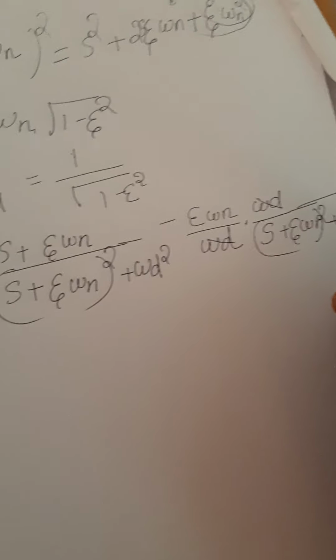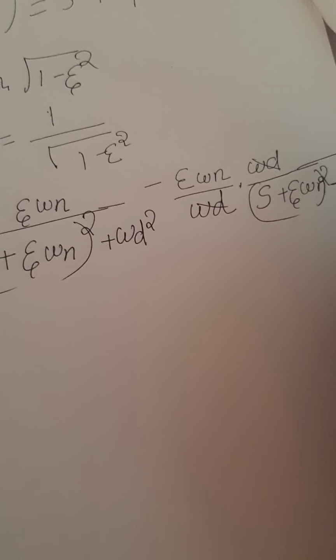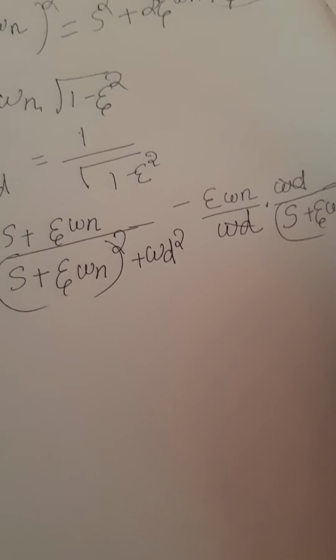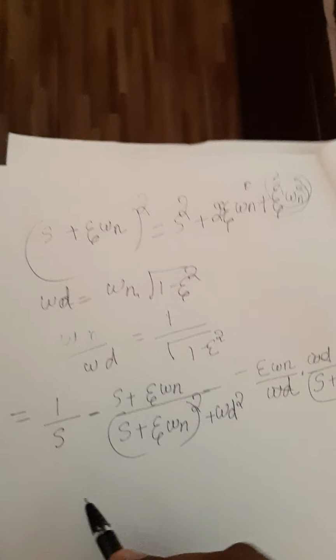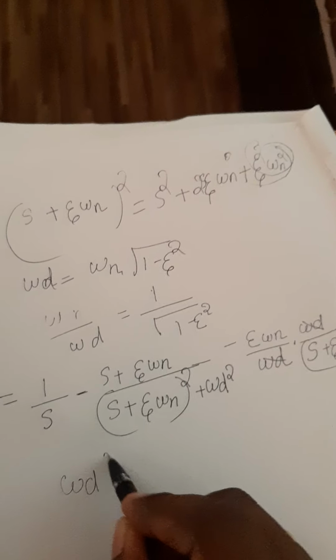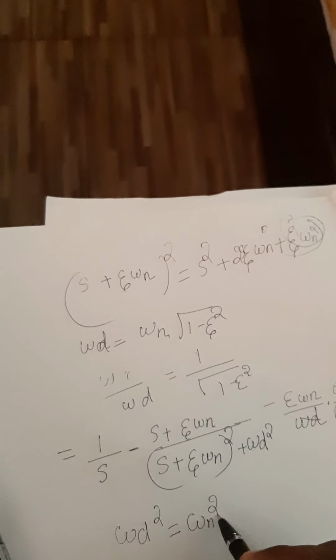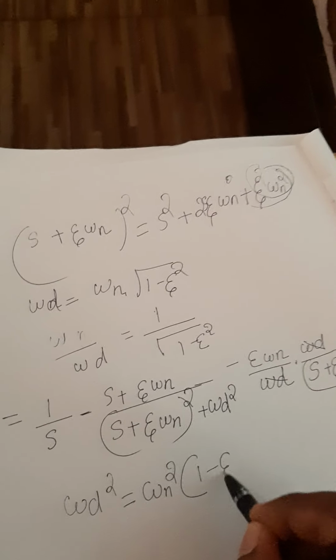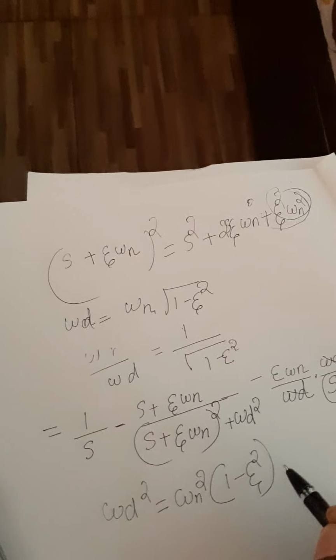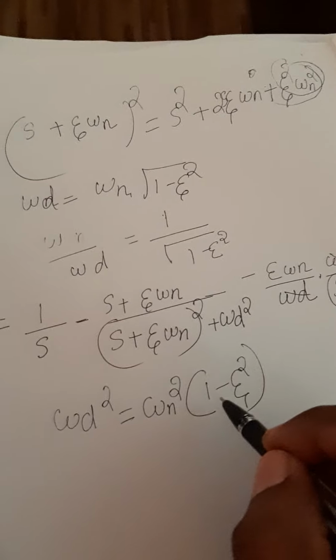Omega d square, you know what omega d square is? It is nothing but omega n square into 1 minus eta square. Omega d square is this.